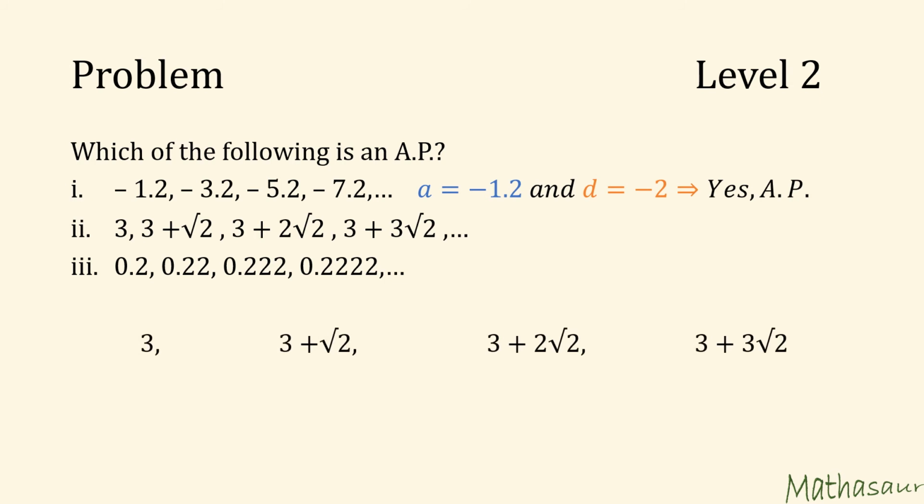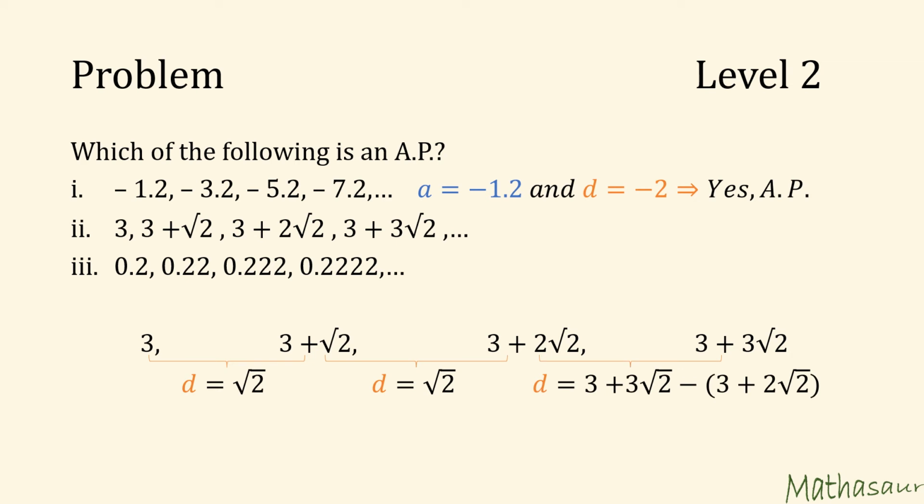Let us look at the second pattern. Let us look at the difference between the first and second term. The difference comes out as square root of 2. Let us look at the difference between the second and third term. Let us open the bracket and get the like terms together. The difference is square root of 2. Let us look at the difference between the third and fourth terms. The difference is square root of 2.